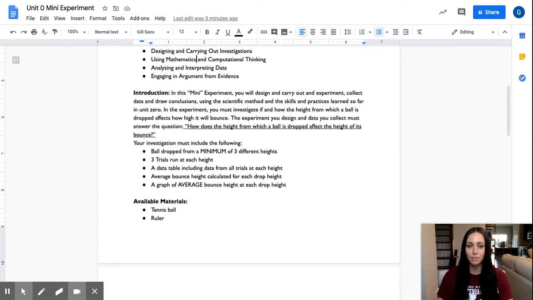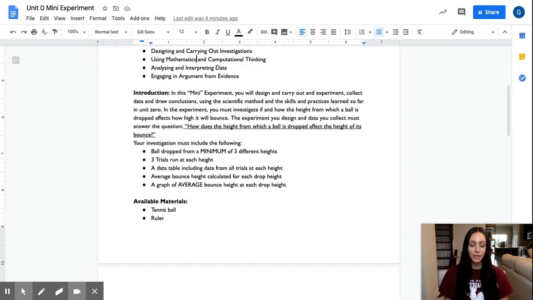In this mini experiment, you will design and carry out an experiment, collect data, and draw conclusions using the scientific method and the skills and practices learned so far in Unit 0. In the experiment, you must investigate if and how the height from which a ball is dropped affects how high it will bounce. The experiment you design and data you collect must answer the question, how does the height from which a ball is dropped affect the height of its bounce?